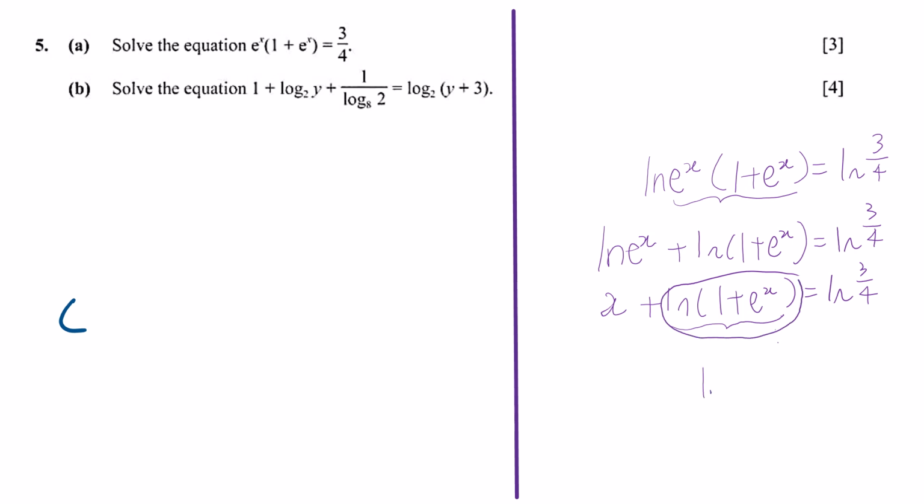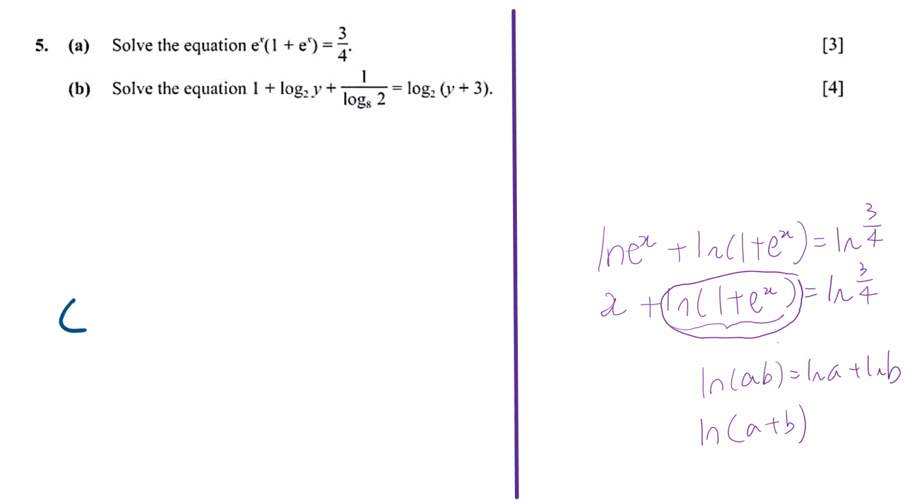You only have ln bracket a times b, that gives you ln a plus ln b. You don't have one for ln bracket a plus b. You don't have one for it. So you're stuck here, right? So you cannot proceed anymore. So if you have ended in such a situation, it means that the approach that you have taken is not correct, so you will have to change to another method.